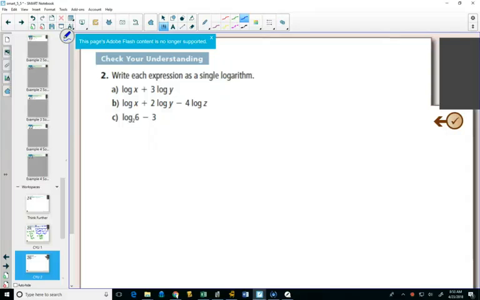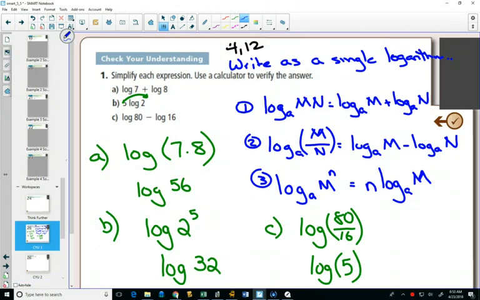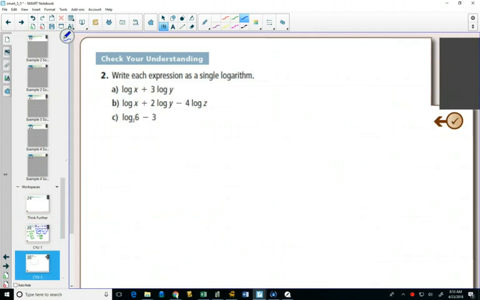Again, this question says write each expression as a single logarithm. That means the same thing as simplify. So if we look back at our formulas from the last question, 1, 2, and 3 here, we're wanting to write things as the left-hand side. The left-hand side is where we have a single logarithm. The right-hand side is considered the expanded side. So in A here, we want to write this as a single logarithm.